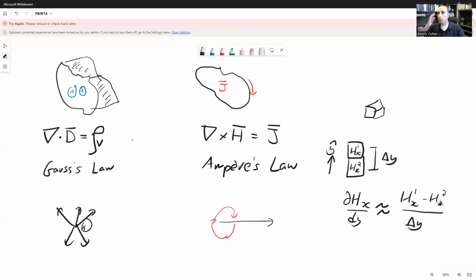So that concludes this relatively short lecture on Ampere's law in differential form. And we'll move on next to continue to develop our chops in understanding magnetic fields.